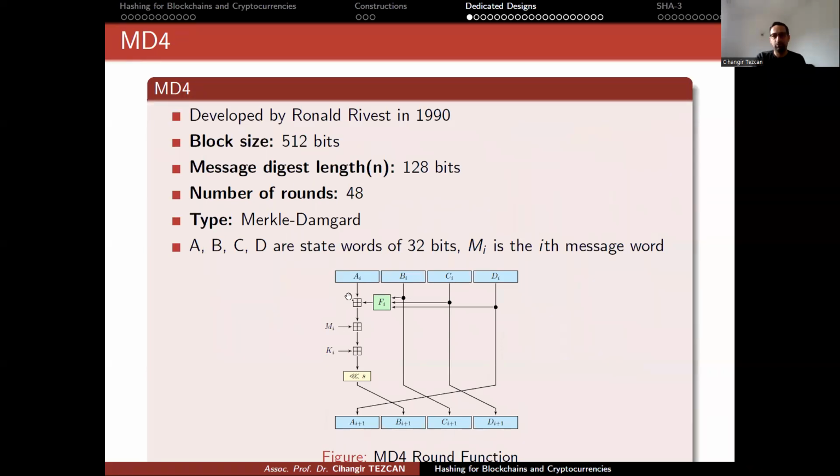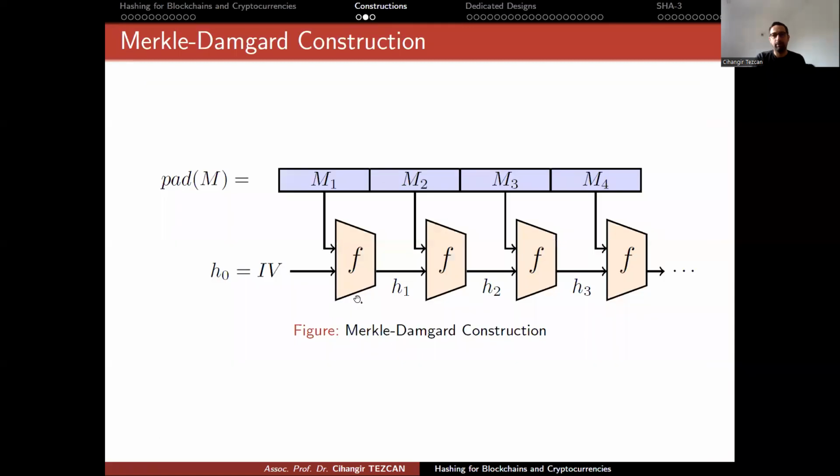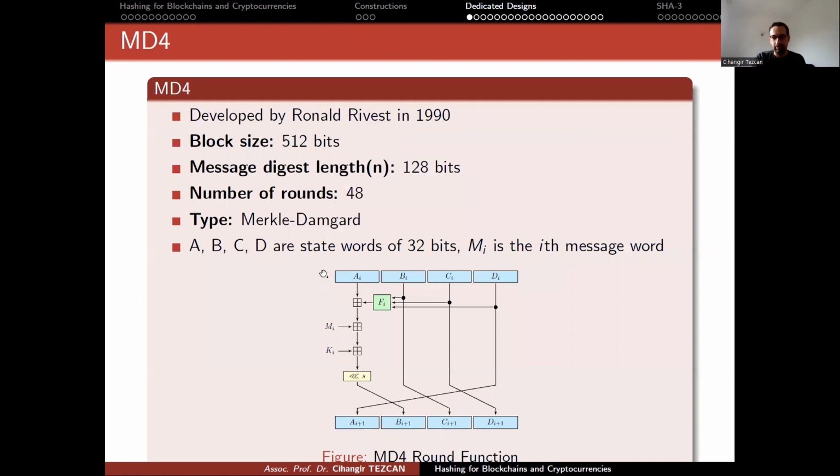Recall that it took 2 inputs, IV and message block. Here, your IV will be here, 128 bits, and your message block is fed from here 32 bits by 32 bits each round.